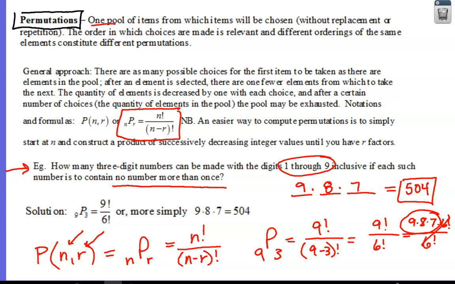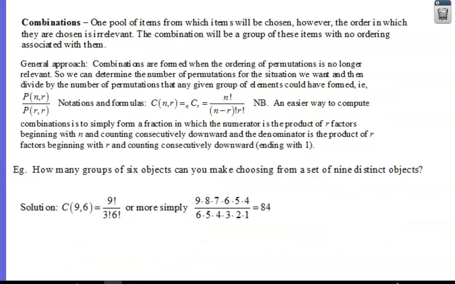We're going to get to use this plenty in class, so you'll get plenty of practice. All right, and then the last one that we're going to study is called a combination. So a combination, still one pool. However, the order in which they are chosen is irrelevant.